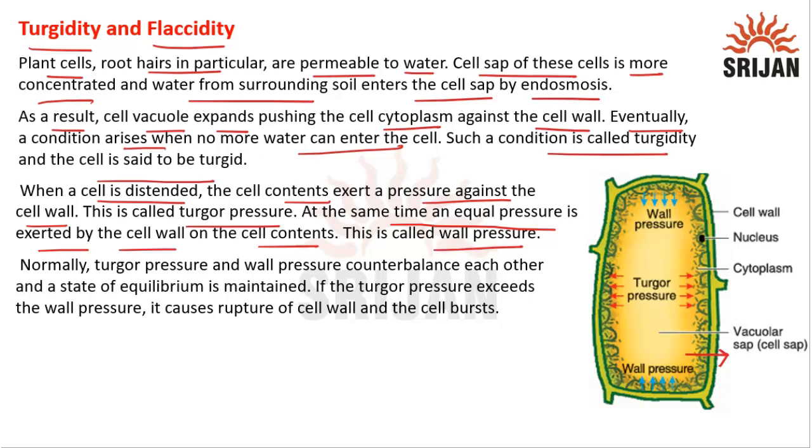This is called wall pressure. So this is wall pressure and this is the turgor pressure. Normally, turgor pressure and wall pressure counterbalance each other and a state of equilibrium is maintained. If the turgor pressure exceeds the wall pressure, it causes rupture of cell wall and cell bursts.